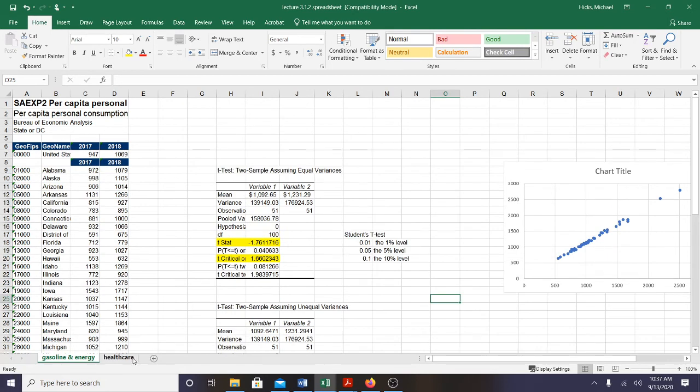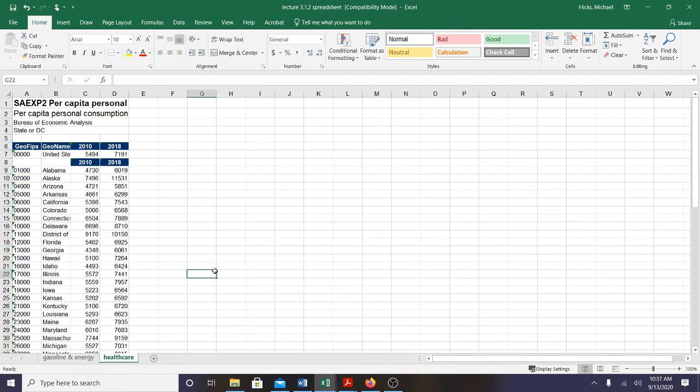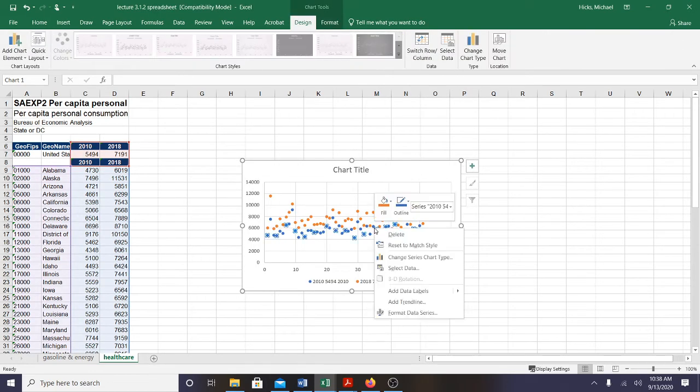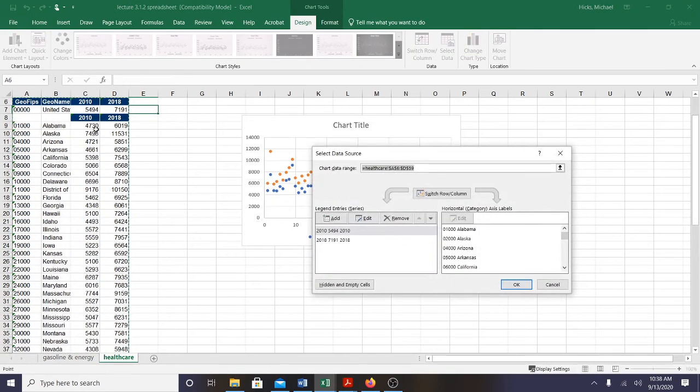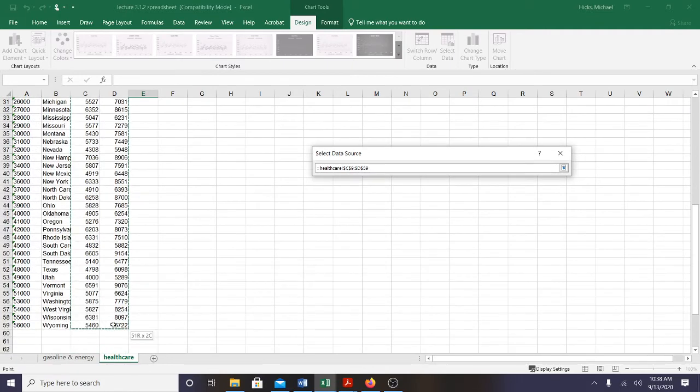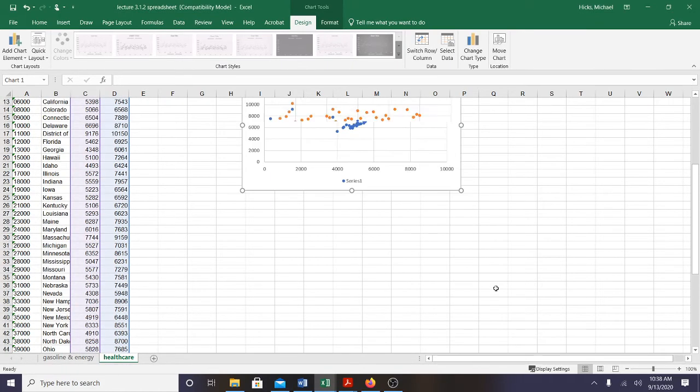Let's go off to use another example here. So this is now 2 years. I'm going to look at per capita personal consumption on healthcare, and this is in dollars, right? So you can see there's been a big increase in this case. And so let's do exactly the same thing. Let's start by inserting a scatter plot diagram, and we'll select the data here in 2 different samples, right? And we'll see what it looks like.